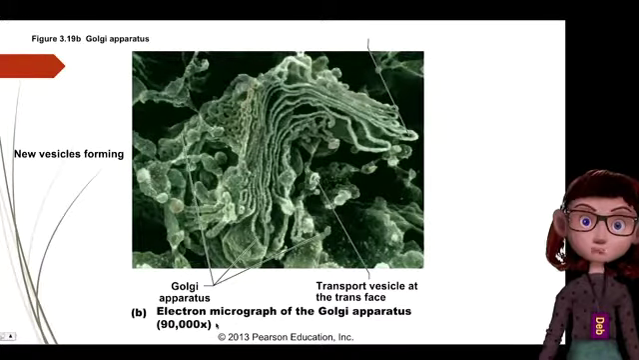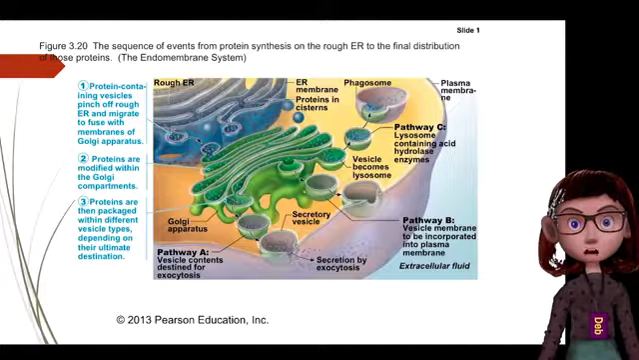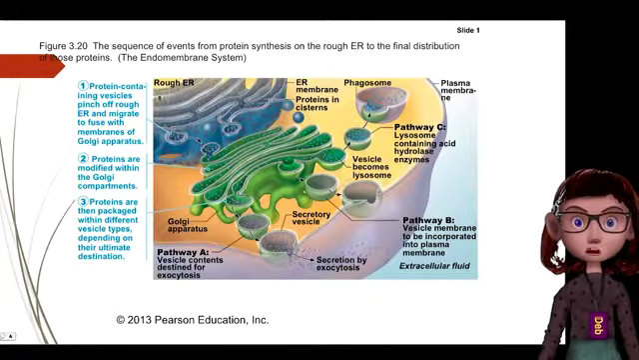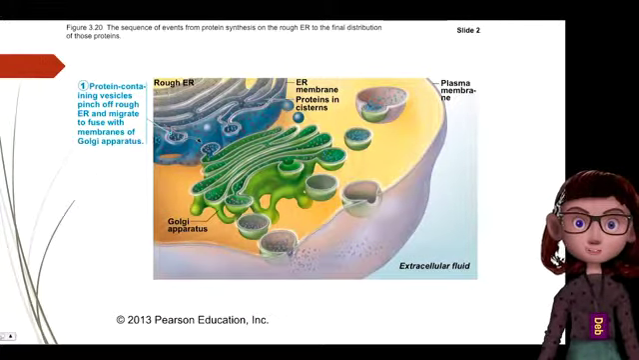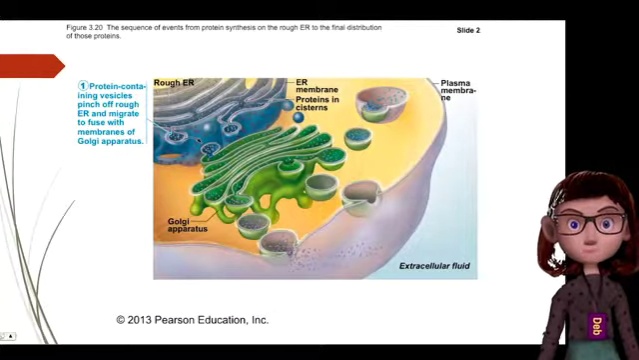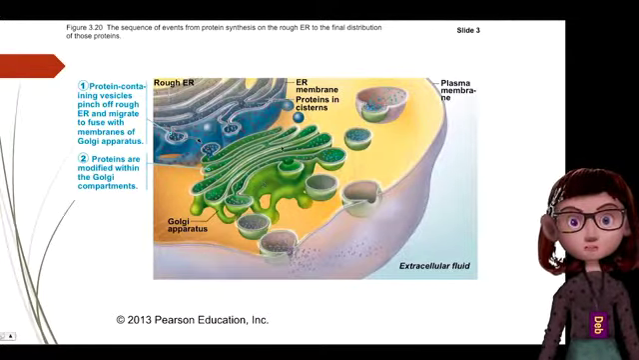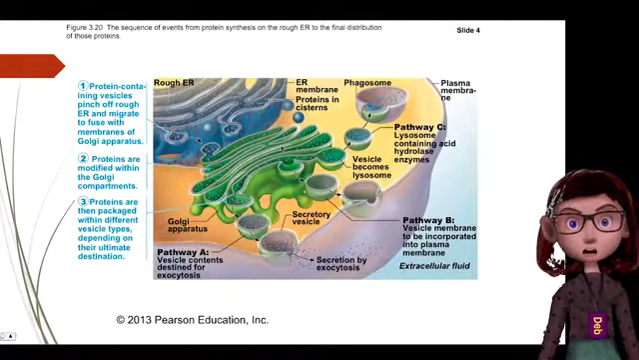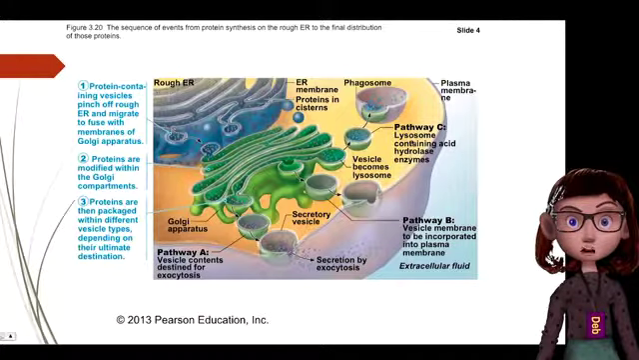This is 90,000 times magnified. And here it's showing you the sequence of events from protein synthesis on the rough ER to the final distribution of those proteins. We call this the endomembrane system. The protein-containing vesicles pinch off from the rough ER, migrate to fuse with the membranes of the Golgi apparatus. The proteins are modified within the Golgi compartments, and then the proteins are packaged in new vesicles, and particularly different vesicle types, depending on their ultimate destination.